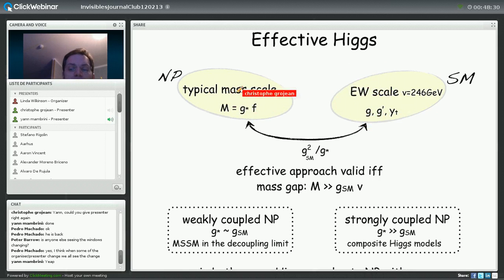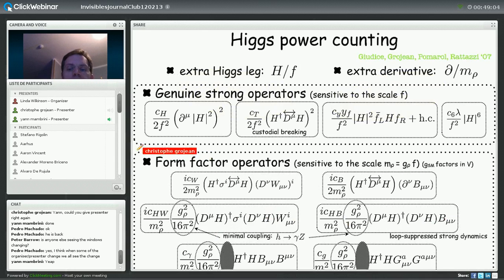Then those two sectors simply mix with each other, so there will be a mixing which scales like g standard model squared divided by g star, the typical coupling of the new physics sector. So one important question is to understand whether g star is weak or whether it is rather large, like in QCD. This will differentiate between models of electroweak symmetry breaking like supersymmetry, or models like a composite Higgs model.